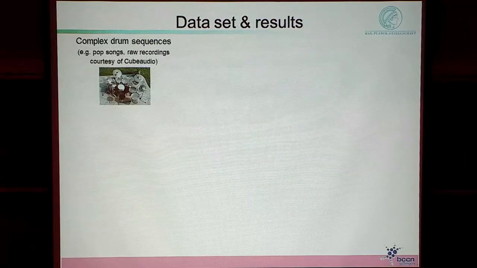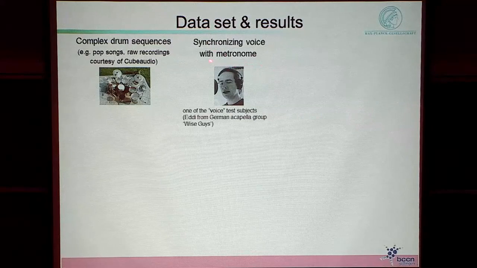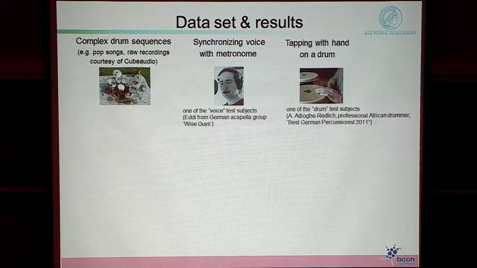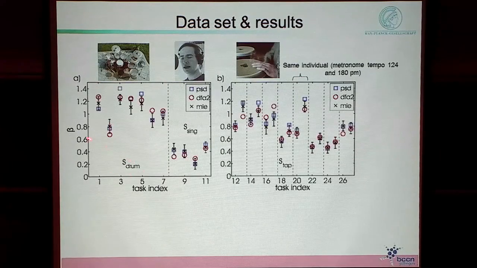And these are now our results for complex drum sequences, for synchronizing voice with a metronome, and for a simple tapping task, tapping with one's hand on a drum. And here you can see the different exponents beta. Those are the exponents of the power spectral density. And as you can see, they are different.